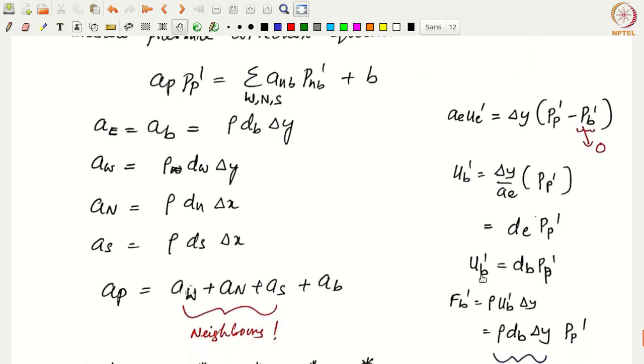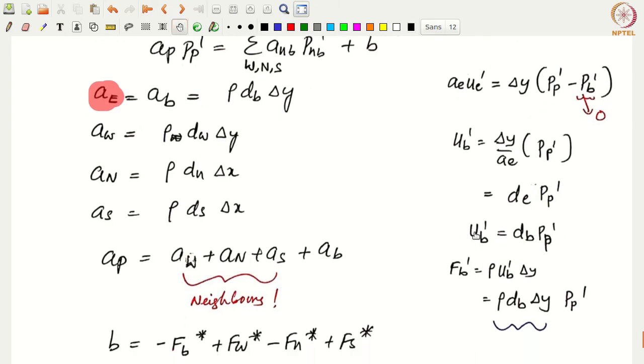That means, if you write the entire system, there is no A east. This A east is basically AB, where AB equals rho dB delta y, which we got from here. Once you know UB prime, your FB prime is rho UB prime delta y, so rho dB delta y becomes AB, which is written here as rho dB delta y times PP prime.